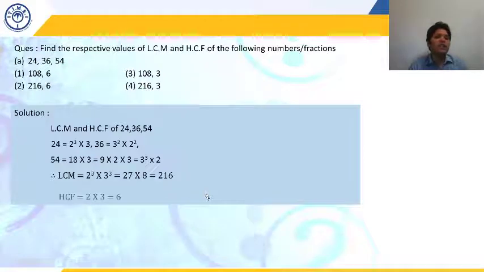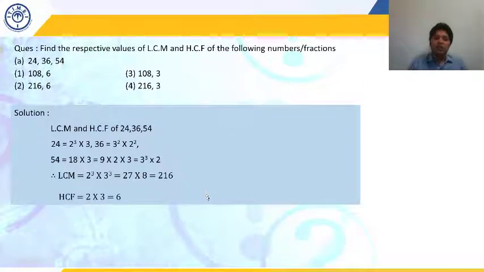Again, in case of HCF, what we are going to do? We are going to take the least power of all these numbers. So what is the least power of 2 in these numbers? In 24 the power of 2 is 3, in 36 the power of 2 is 2, and in 54 the power of 2 is 1. Which one of them is least? It is going to be 2 to the power 1. So we will take 2 to the power 1, the least one in case of HCF.